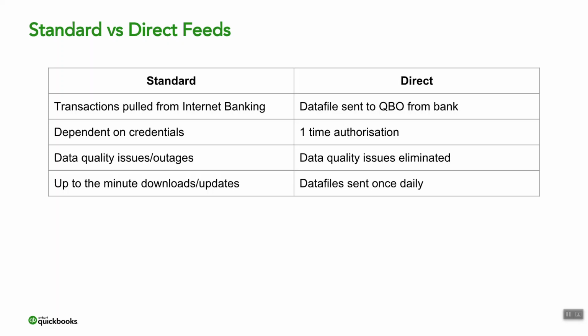So typically in QuickBooks Online in the past, we talk about a standard bank feed. This is where your transactions are pulled in from your bank's internet banking website. So that means it's entirely dependent on your credentials. This is where you enter your user ID and password into QuickBooks Online, and it authenticates with your bank website in order to be able to pull those transactions in. This type of connection is what's prone to those data quality issues that we're talking about and the widespread outages that we can see over an entire bank.